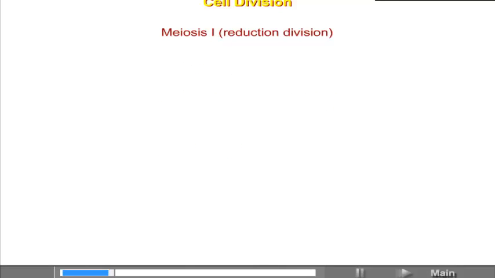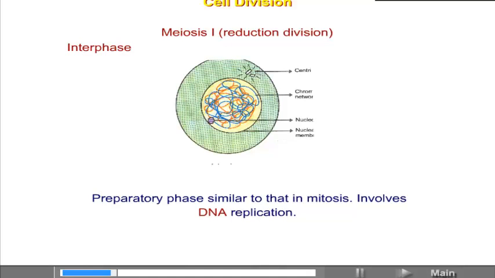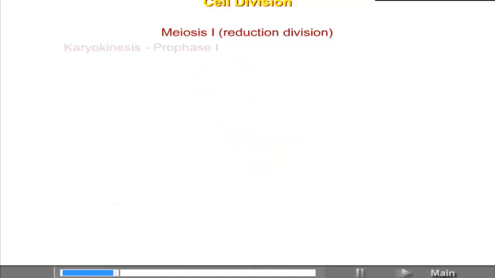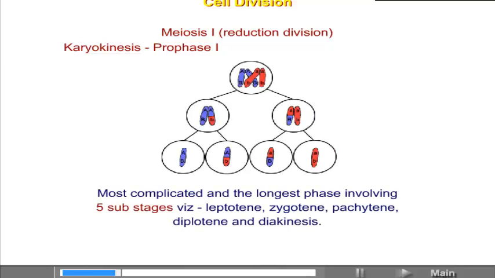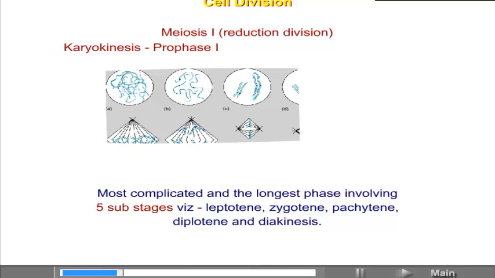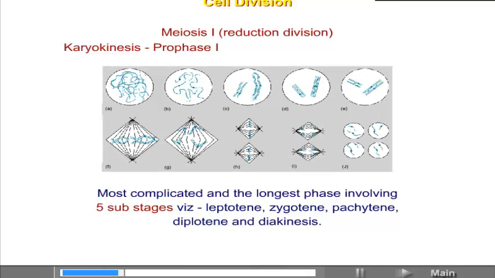Meiosis I, reduction division. Interphase, a preparatory phase similar to that in mitosis, involves DNA replication. Karyokinesis, prophase I, is the most complicated and the longest phase, involving 5 substages, viz. leptotene, zygotene, pachytene, diplotene, and diakinesis.